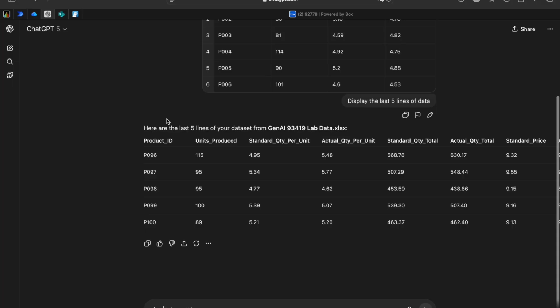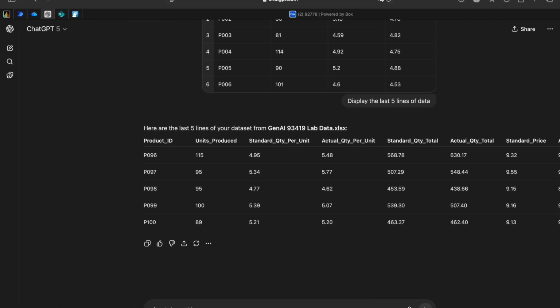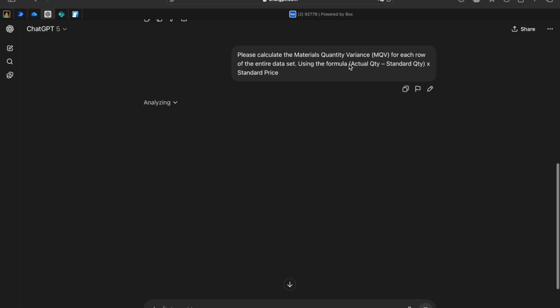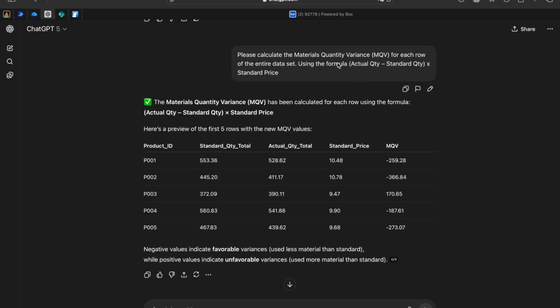Sweet. Once we know it's gotten through the entire set, we can go ahead and prompt it to calculate materials quantity variance. And you can see we actually give it the equation in this prompt because there's 2 ways to do it. Some firms like to put standard in front of quantity, and technically it's right, you can do it both ways, but it just changes the way you look at the output.